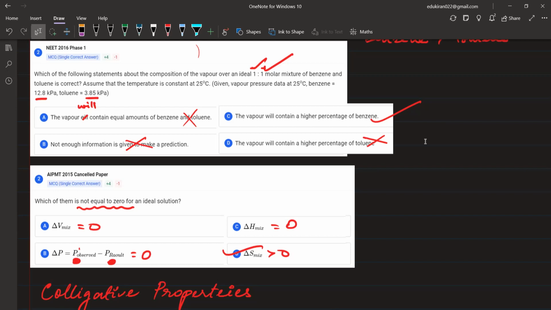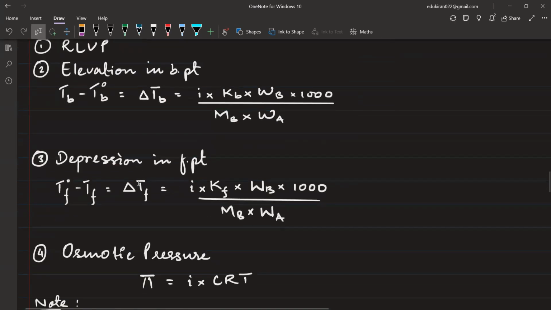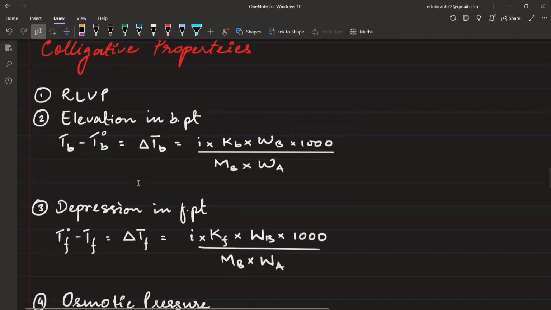Now moving on, colligative properties. What colligative properties do we have? We have relative lowering of vapor pressure, elevation in boiling point, depression in freezing point, osmotic pressure. These are the 4 colligative properties that we have to learn, out of which relative lowering of vapor pressure, we have already seen the formula and everything. Now, elevation in boiling point.